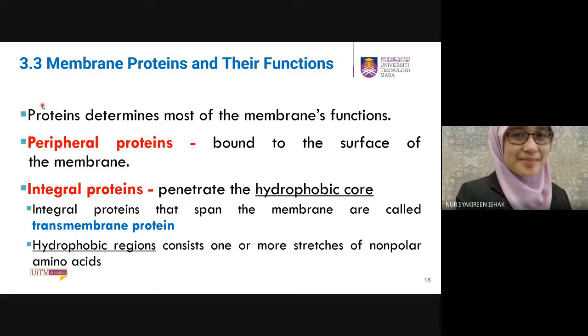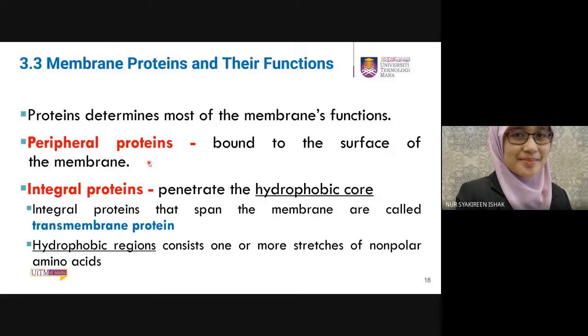Okay, so as you know, there are two types of membrane proteins. The first one here, you have the peripheral proteins. Okay, so it says here bound to the surface of the membrane. So you just add to your note: surface of the membrane that is facing the cytoplasmic side. So remember that, facing the cytoplasmic side. If you were to draw the peripheral protein, you draw the protein near the surface of the membrane, at the surface of the membrane, but facing outside, facing the extracellular fluid side.